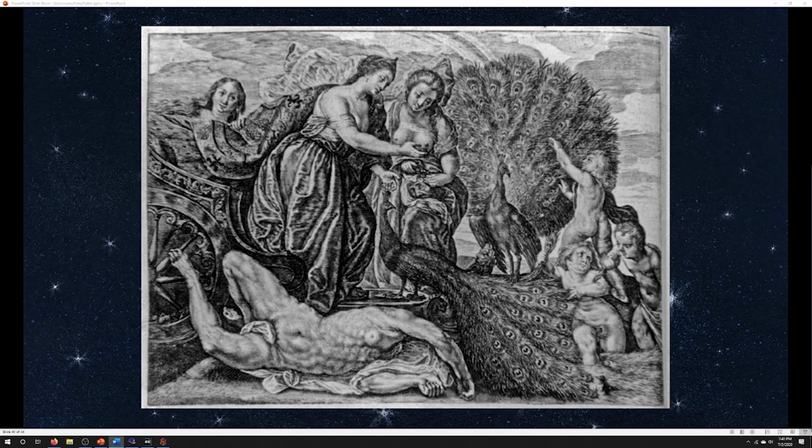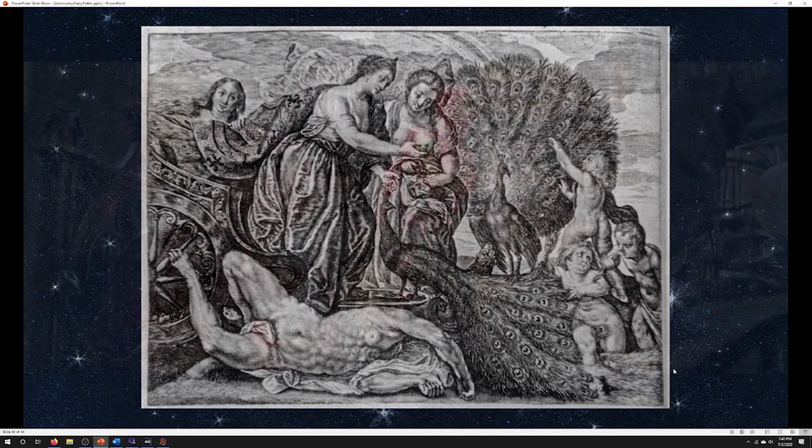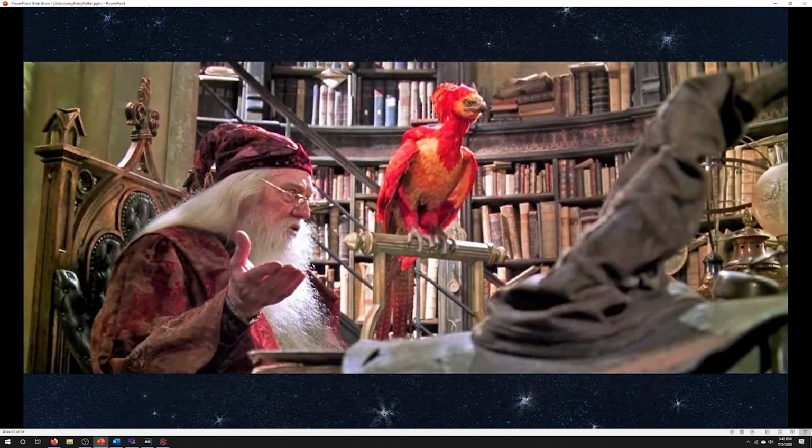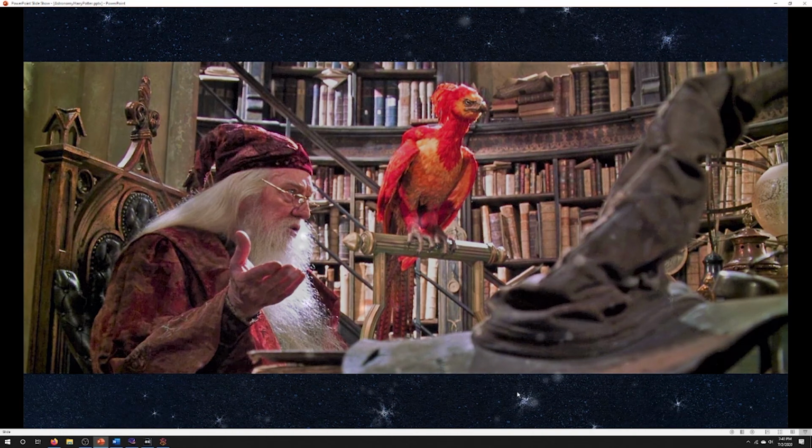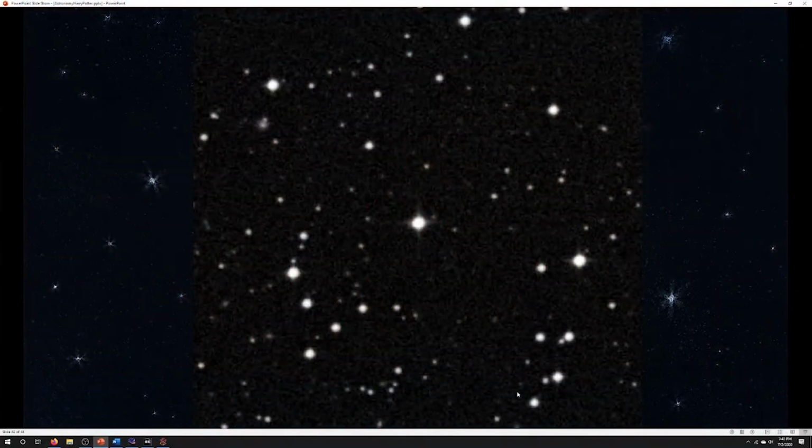So let's wrap things up with something on a lighter note. Let's wrap things up with Harry Potter's probably greatest champion, Albus Dumbledore. Well, there is a white dwarf star candidate known as Albus I out in space. Now, we've seen several stars here.